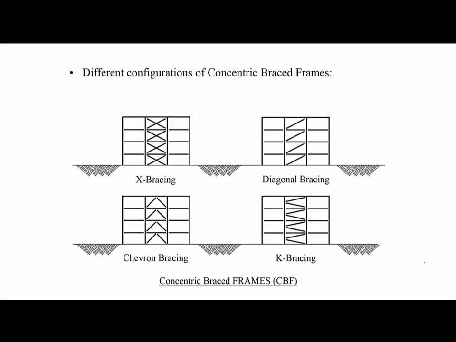These are different configurations of concentric brace frame. As you see, for all of these systems, the center line of the brace, center line of the beam, and center line of the column pass through the same point. All of them pass through the same point. This is why it is called concentric brace frame. And these are different shapes of that. Here we have X bracing. This is diagonal bracing, chevron bracing, and K bracing.